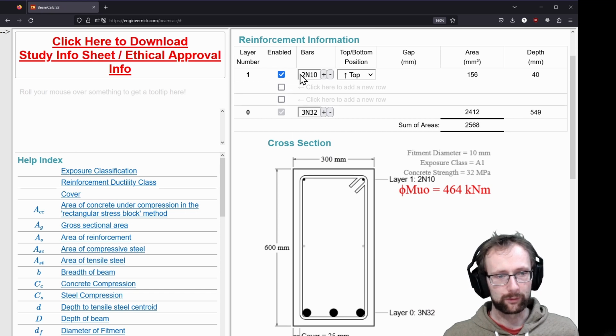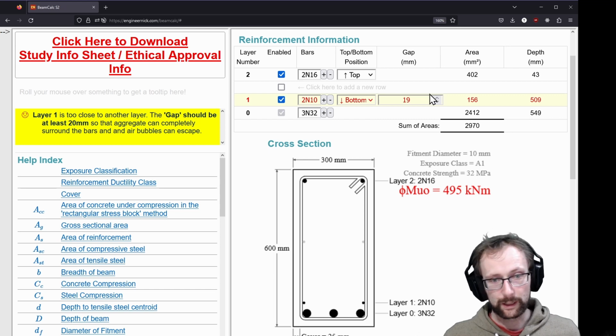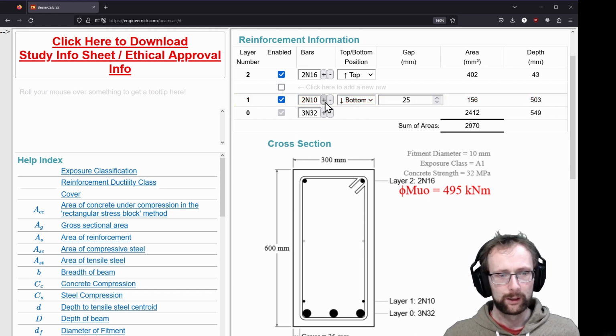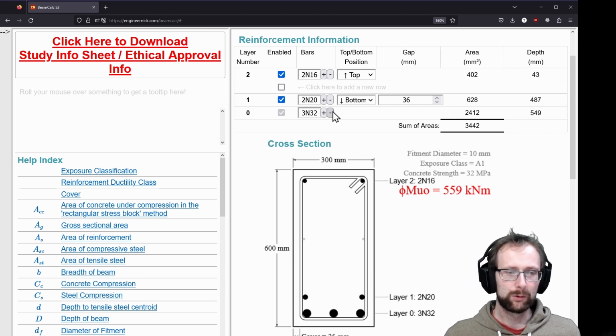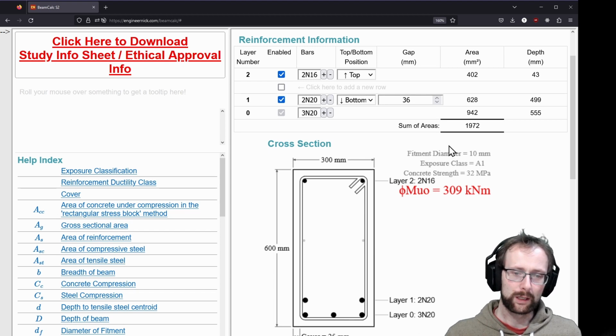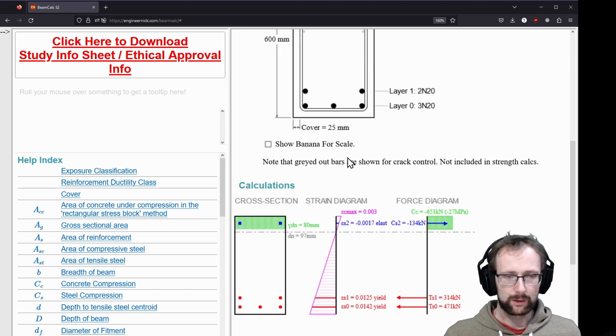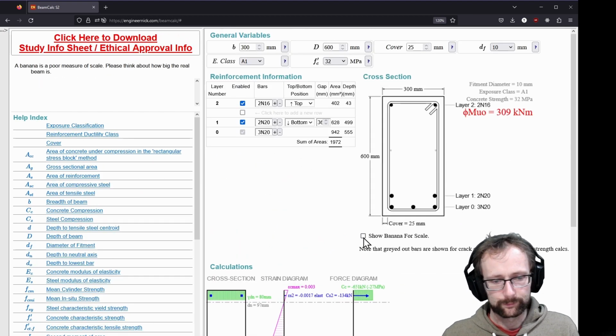You can add top reinforcement of a certain size, and you know, like layers of reinforcement. And it'll tell you your two layers are probably a bit too close together, so you have to move them further apart. So that looks like it could be reasonable. Probably you'd want to just, there we go, N20, and then you're supposed to ignore any of these other bits and pieces. And yeah, there's the force diagram. So if you could show a banana for scale, which I think is important.